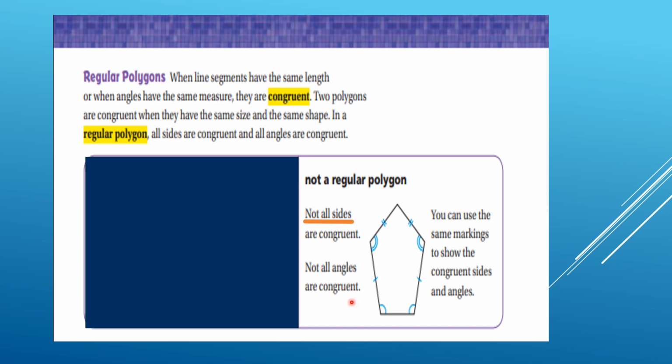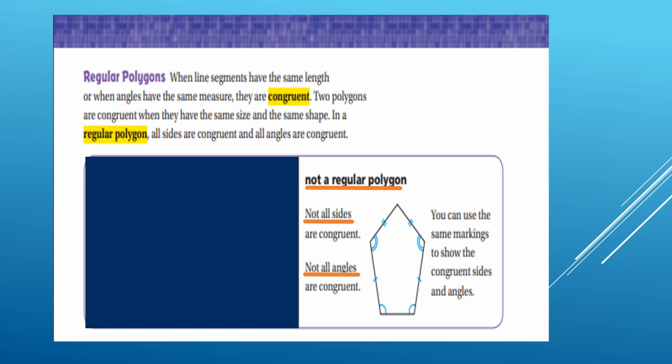What about the angles? Are angles the same? There are no numbers, but there are markings. Now, which two angles are congruent or the same? Very good. The angles at the bottom are the same. And the angles on top are the same. But the angles on top are not equal to the angles at the bottom. How do I know? Because the marking is different. These two angles have two markings, and these two angles have one marking. So the angles are not congruent, not equal. That's why it's not a regular polygon.